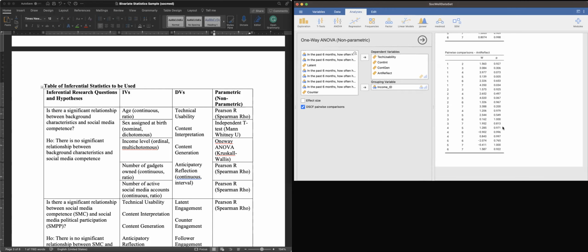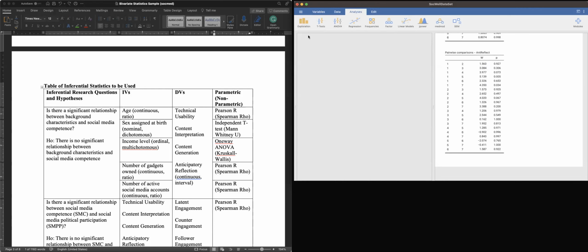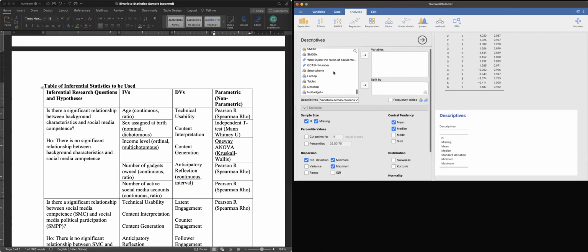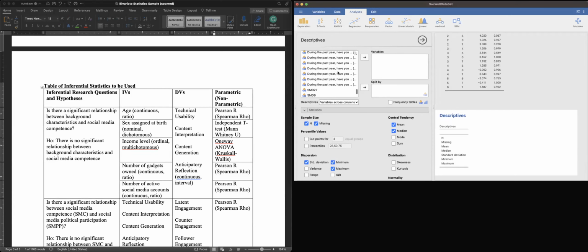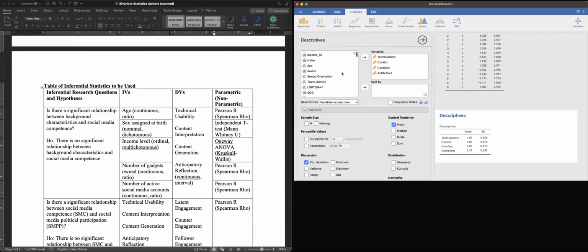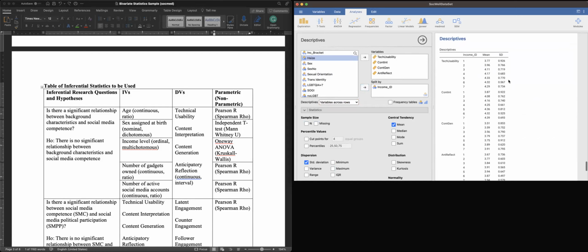So where do you get the means? You get the means in exploration, you go to descriptives, and then you put the variables of interest. So where do you put the variables? The variables of interest are, let's put them again here: technical usability, content interpretation, content generation, and then anticipatory reflection. Put them here, and then you just split it according to rows. Let's remove the median, the N, the missing, the minimum, the maximum. Let's just leave the SD and mean. And then let's split it according to income ID. And you have this.